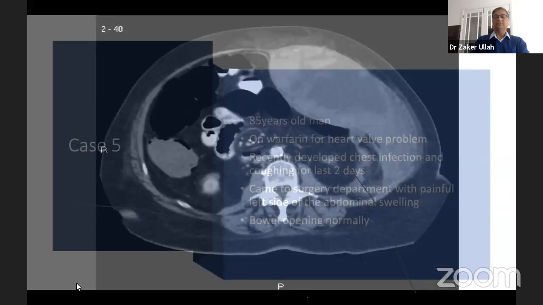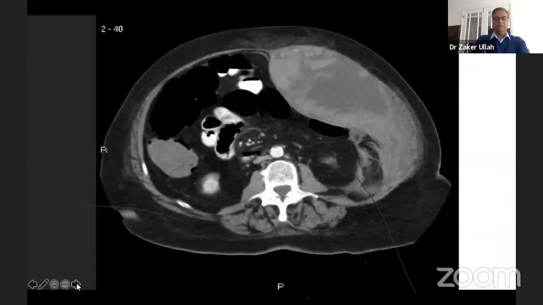Okay, I'll show you the picture. What can you see here? This is the CT scan. Saidur or Aliur or anybody, just describe the CT scan slide.